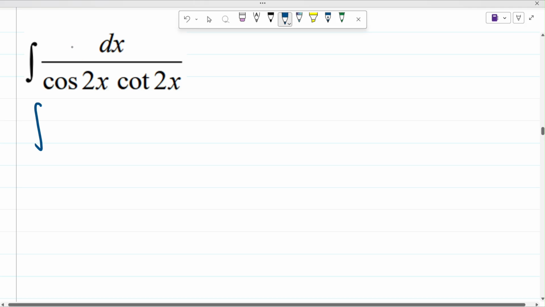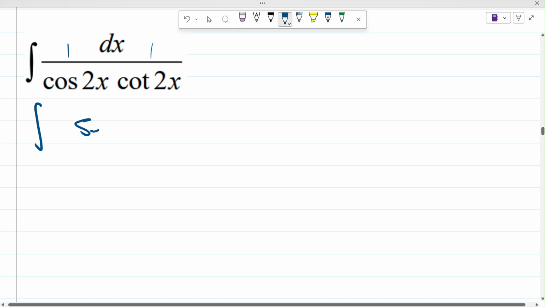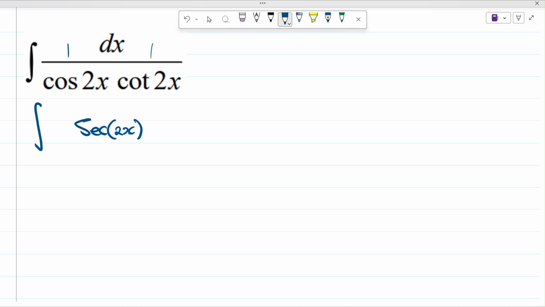We're gonna make use of our reciprocals. So 1 over cos, what is it equivalent to? It's equivalent to sec, right? So this is going to be equivalent to sec of 2x, right? Sec of 2x. And then multiplied by 1 over cot. What is it equivalent to? In terms of reciprocal, it is tan of 2x, and then the dx.